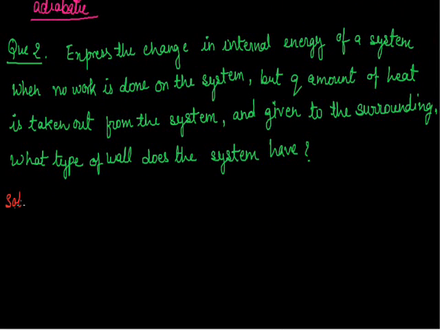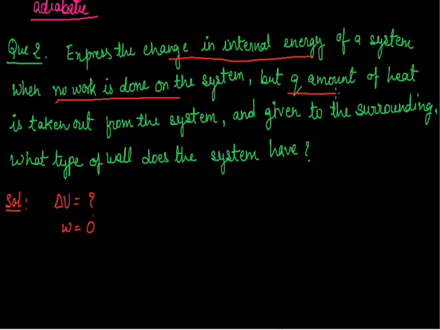So the solution for this question is, we should express the change in internal energy of the system, means delta U is to be calculated, and no work is done on the system. No work means W is equal to 0, and Q amount of heat is taken out from the system. When the system gives out or releases heat, the Q will be negative. It will be denoted with a negative sign.